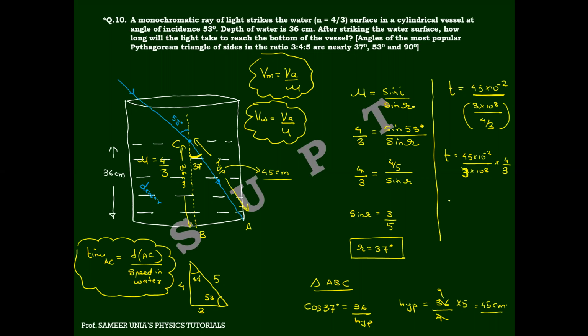This 3, 45 into 4/9. 9 5s are, and will become 20 into 10 raised to minus 10 seconds. That will become 2 into 10 raised to minus 9 seconds. That will become 2 nanoseconds.